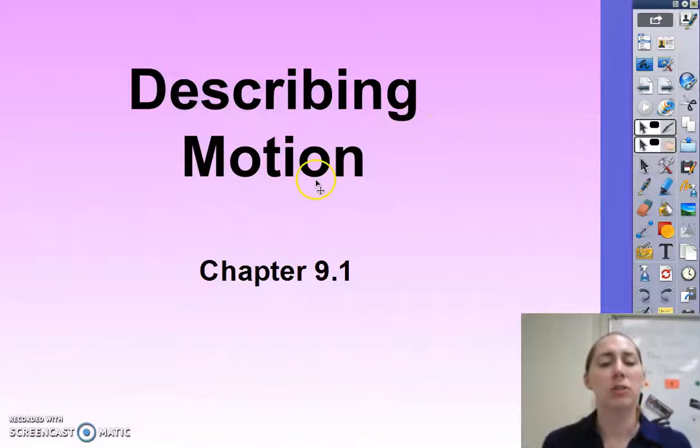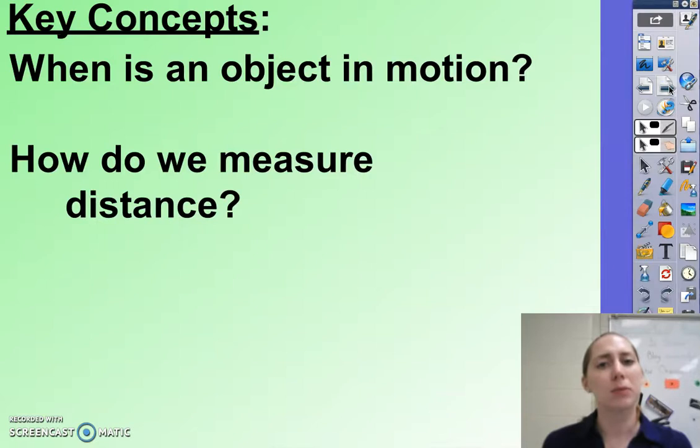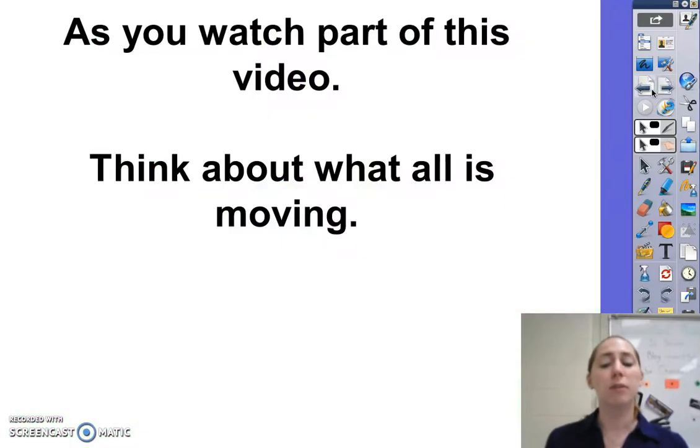This is describing motion and correlates to chapter 9.1 in your textbook. Your key concepts for this video are, when is an object in motion and how do we measure distance? Now to start off, I'm going to show you a video.